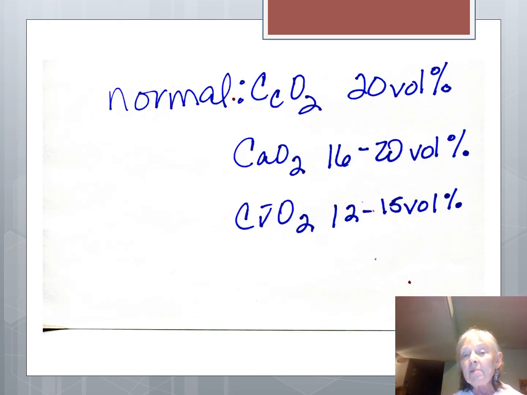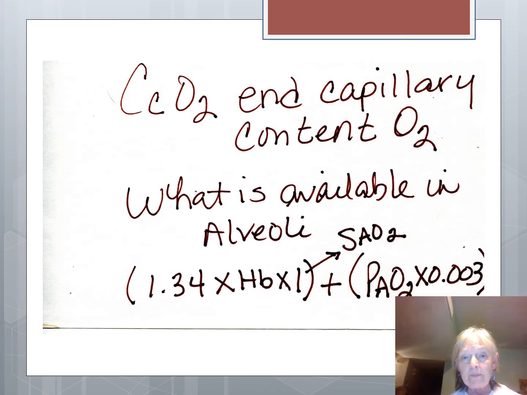So what are the norms, basically? And this came from way back when. The normal content of alveolar oxygen is around 20 vols%, okay? Your little AO2 is somewhere around 16 to 20 vols%, and the CVO2 is somewhere between 12 to 15 vols%. These are the normal values that we base what we're doing on. So there it is, CCO2, the capillary O2 content or alveolar O2 content. This is what is available in the alveoli.